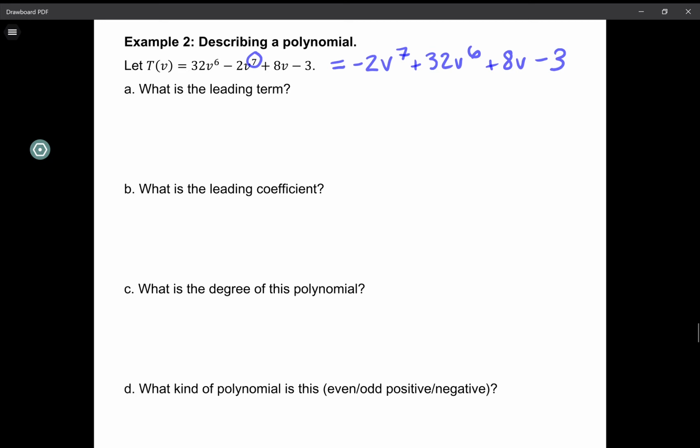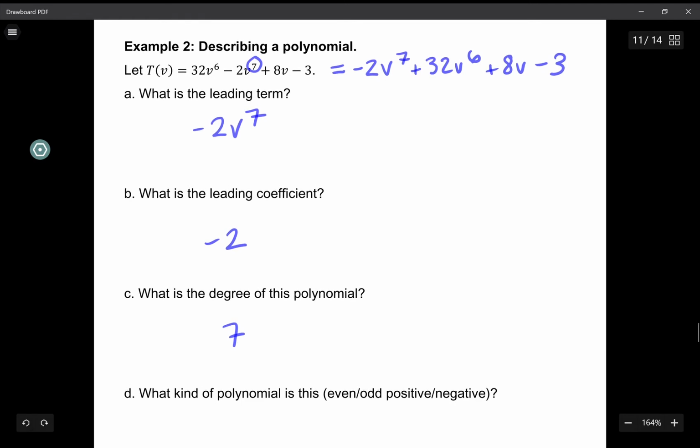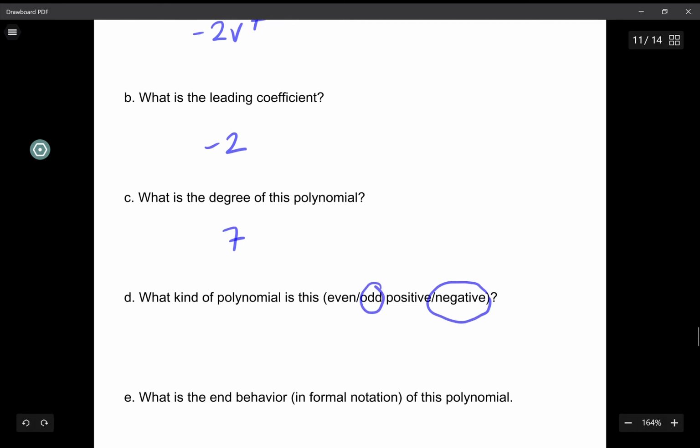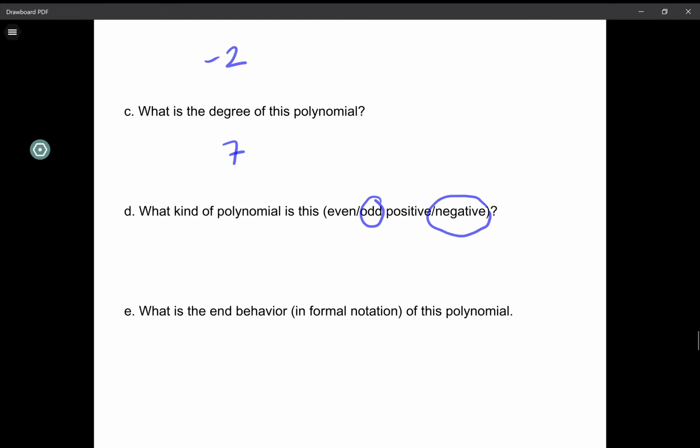Now what's the leading term? Minus 2v to the 7th. Minus 2 is the leading coefficient, and the degree of the polynomial is 7. So what kind of a polynomial is this? It's going to be negative because it's got a leading coefficient of minus 2, and it's odd because the degree is 7. So what is this one going to look like? Odd, negative. It's going to look like minus x cubed, right?